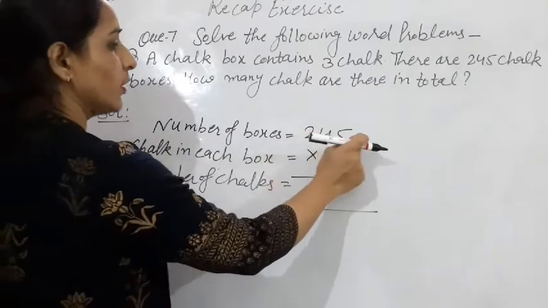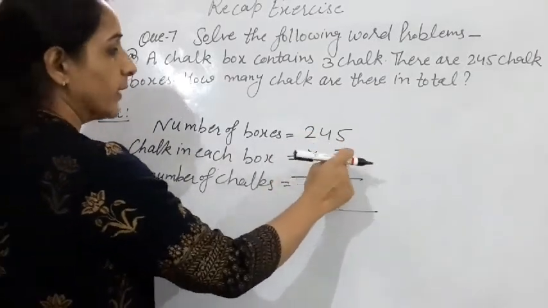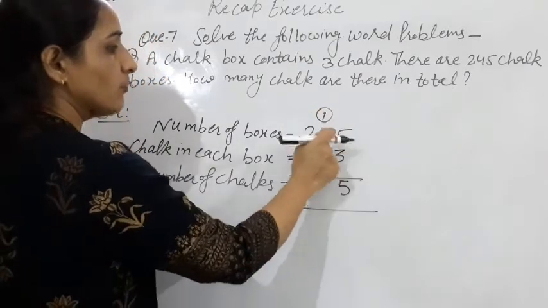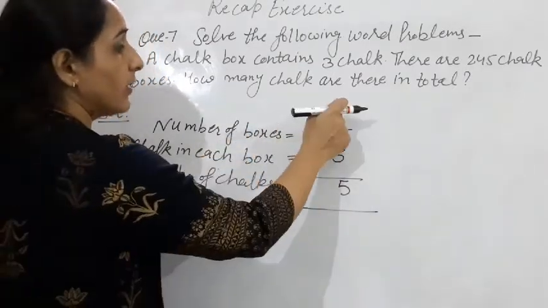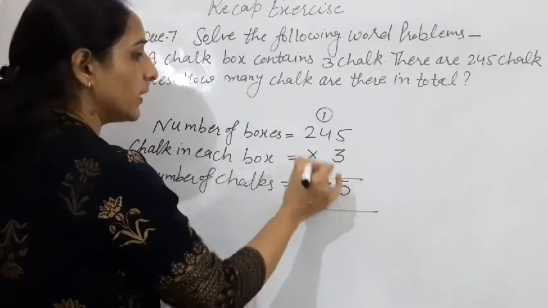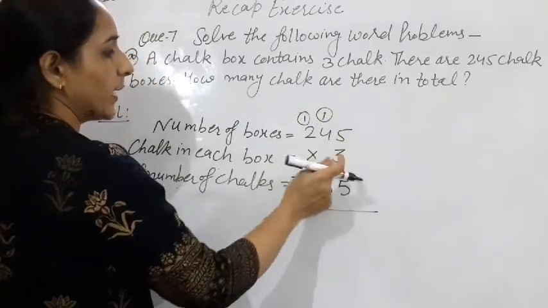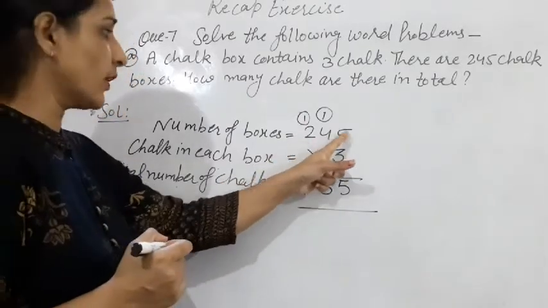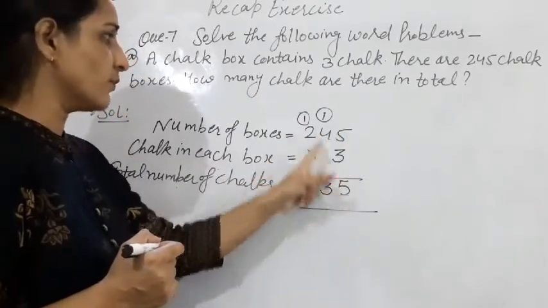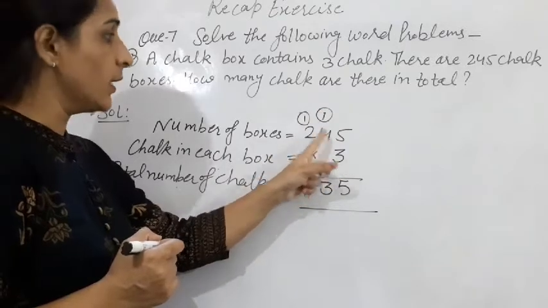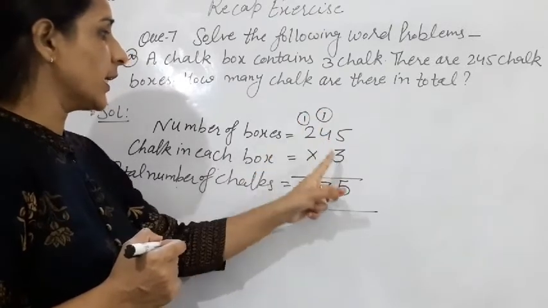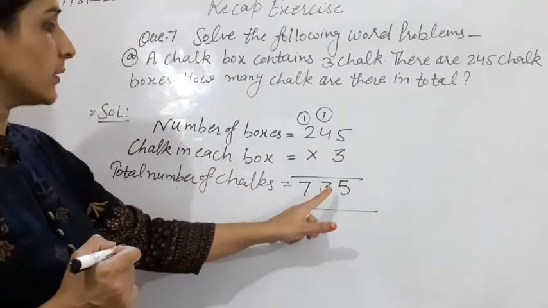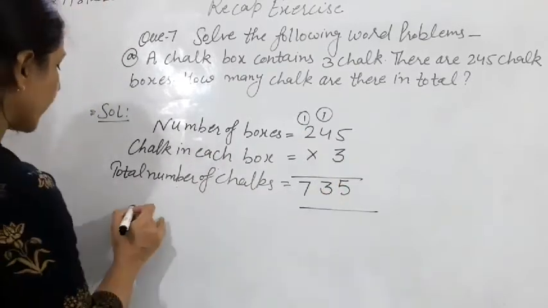It's 245. We will multiply. 3 5s are 15. 1 carry. 3 4s are 12. 12 and 1 of carry, it's 13. Clear? Again 1 carry. 3 2 are 6 and 1 7. Clear? 245 multiplied by 3. 3 5s are 15. 1 carry. 3 4s are 12. 12 and 1 13. Again 1 carry. 3 2 are 6 and 1. So total number of chalk is 735. So we will write here.